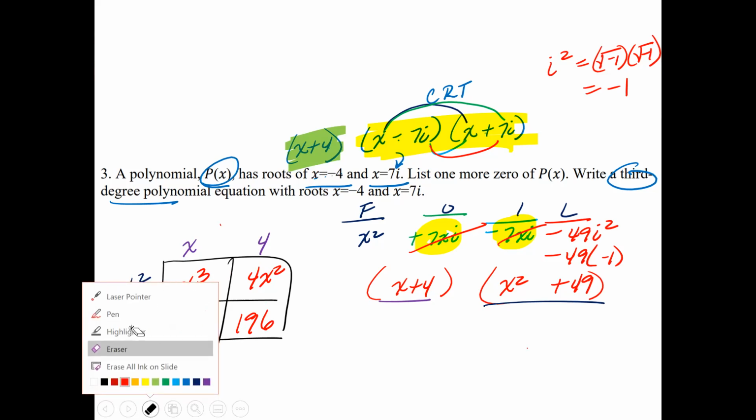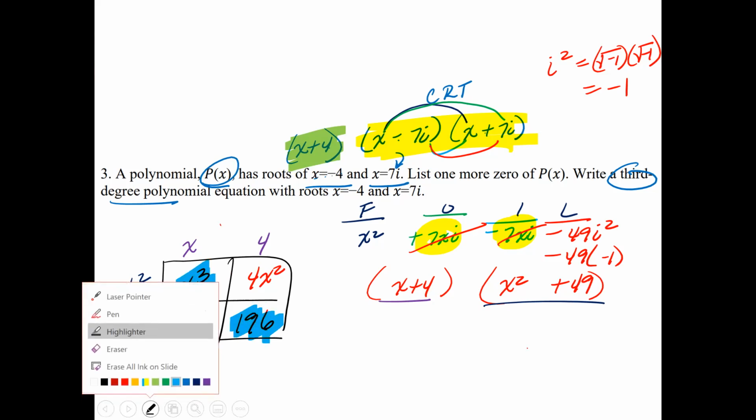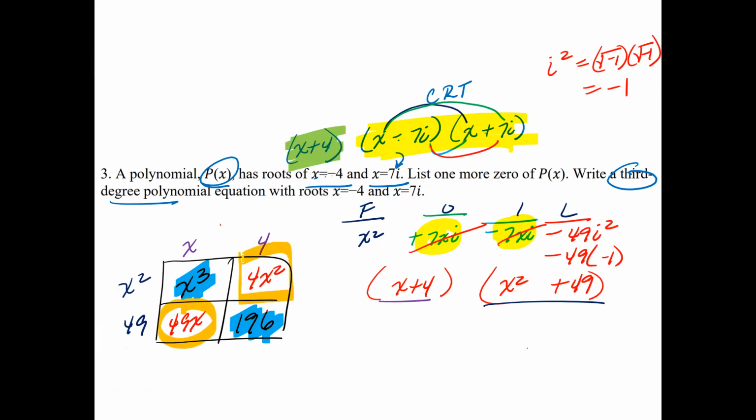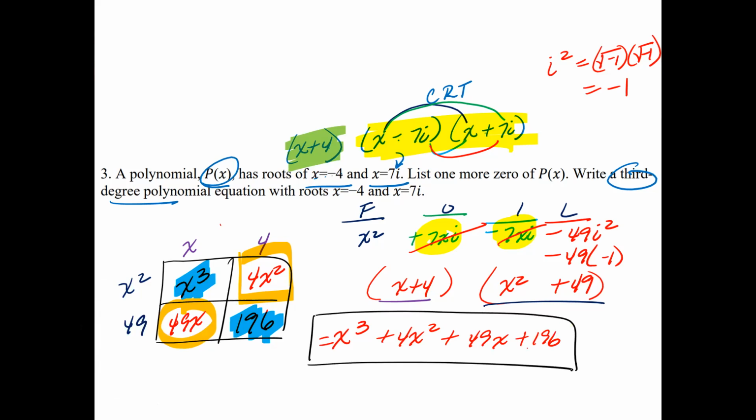You know that your first and last answer is going to be the top left and the bottom right. But then unfortunately with this one, you cannot combine the diagonal because they're two different terms. So your answer is just x cubed plus 4x squared plus 49x plus 196. And that is your answer. So recalling that you want a third degree polynomial, you definitely have a third degree polynomial.